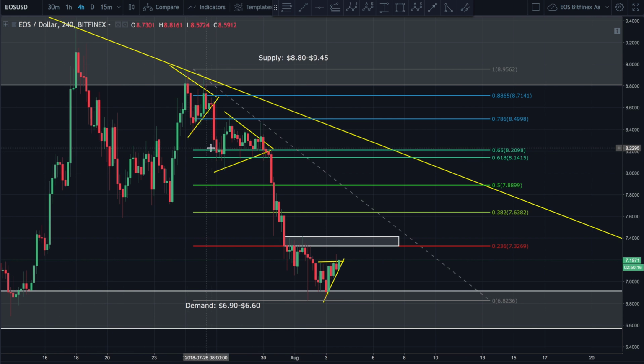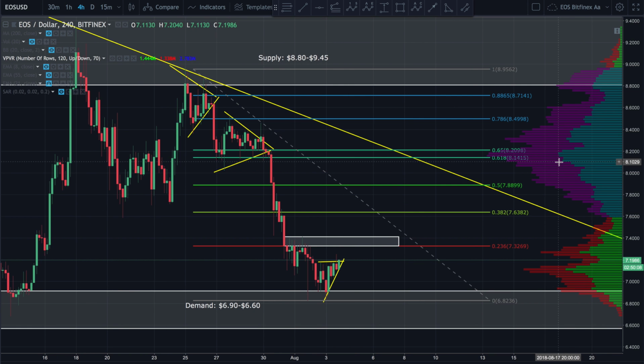618 fib is going to be a very strong resistance, in my opinion. We can see that in the past it has created a lot of market orders. In fact, if I turn on my volume profile, we can see that certainly right in here, almost exactly at the 618, right in the golden pocket between the 618 fib and the 65 fib level, so between 8.14 and 8.20, guys, it's going to be a very strong support.